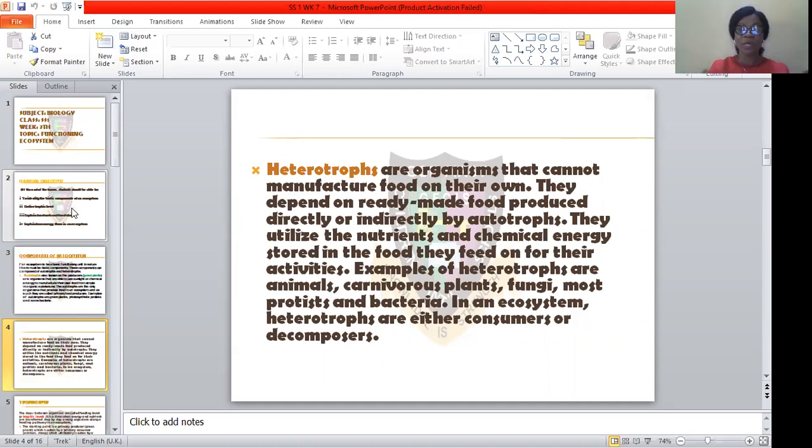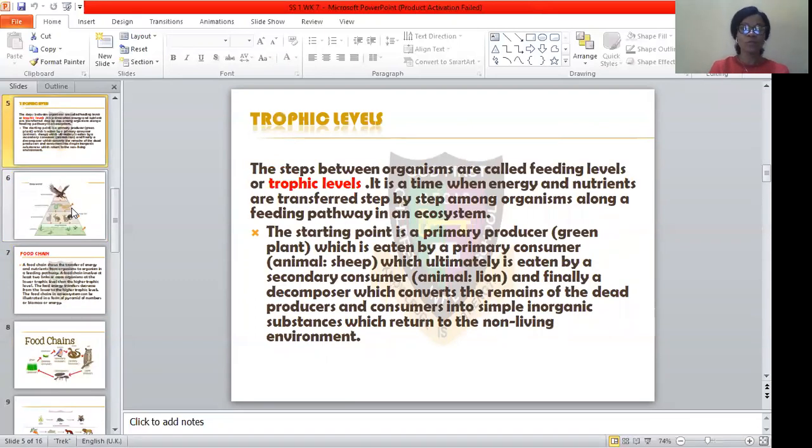That is, they will be able to perform their activities when they utilize the nutrients and chemical energy stored in the food they consume, that is, the food that is made by autotrophs. Examples of heterotrophs are animals, carnivorous plants, fungi, most protists, and bacteria. In an ecosystem, heterotrophs are either consumers or decomposers. Now let's move to trophic level.